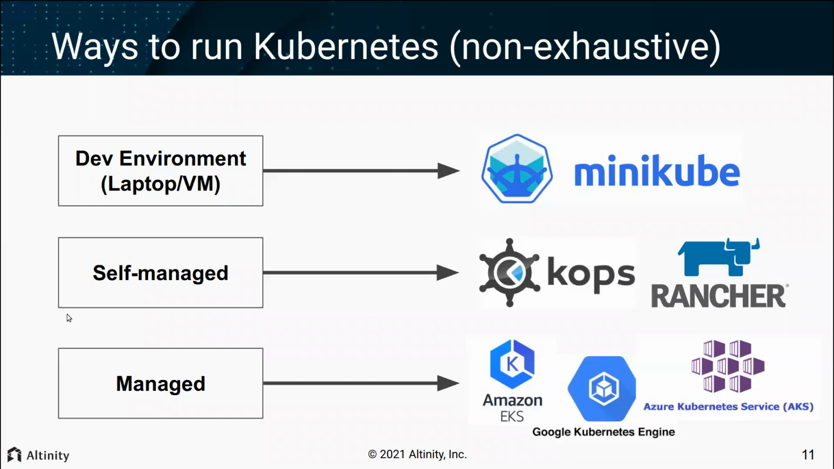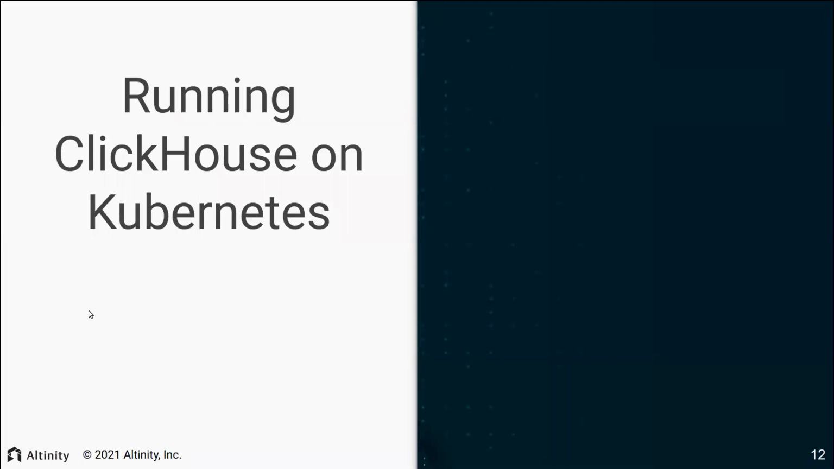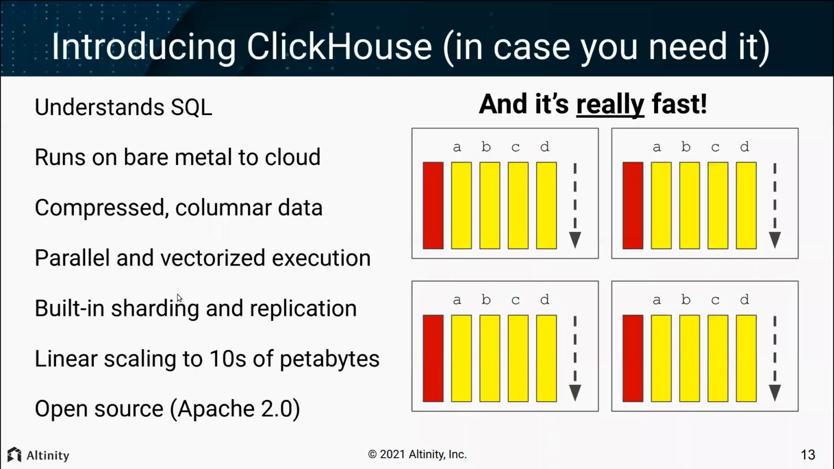So that's all we have to say about Kubernetes. In general, what we want to do now is shift to discussing how to run ClickHouse on Kubernetes. So just in case you need it, here's a quick introduction to ClickHouse. ClickHouse is a data warehouse. In fact, it's a SQL data warehouse. So it understands SQL. In many ways, when you first start it up, it looks a bit like running MySQL.